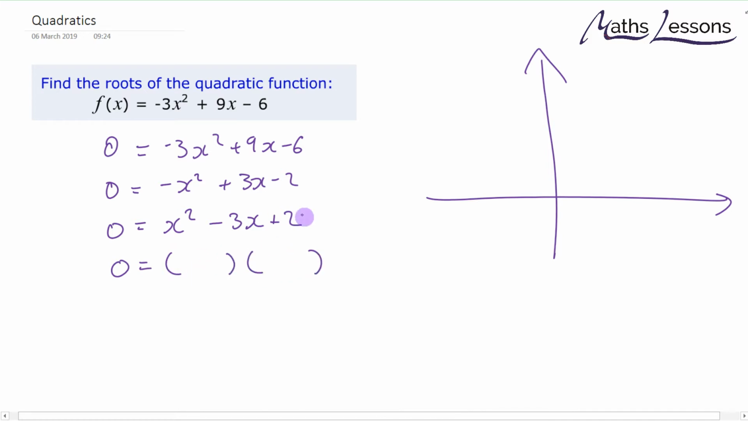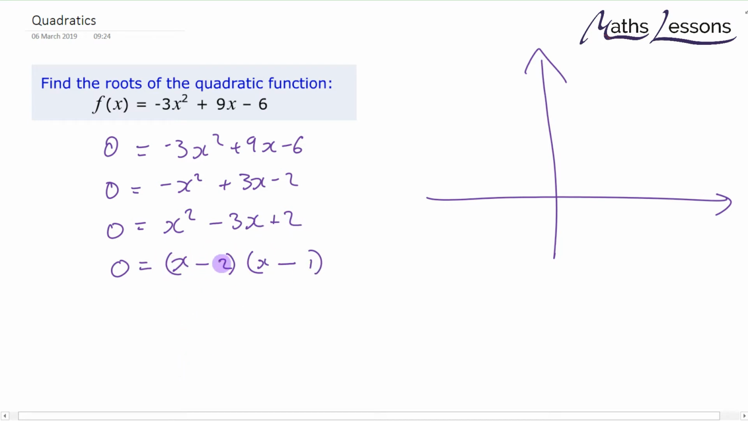You could use the quadratic formula, you could use completing the square as well, but we're going to factorise this because it's quite straightforward. x and x, x times x. 2 times 1, but we want minus 3 when we add them together. So it's minus 1 times minus 2 will give me plus 2, and we'll add to give me minus 3.